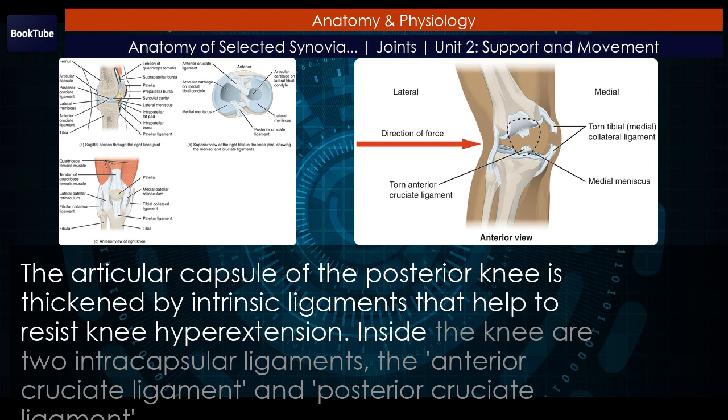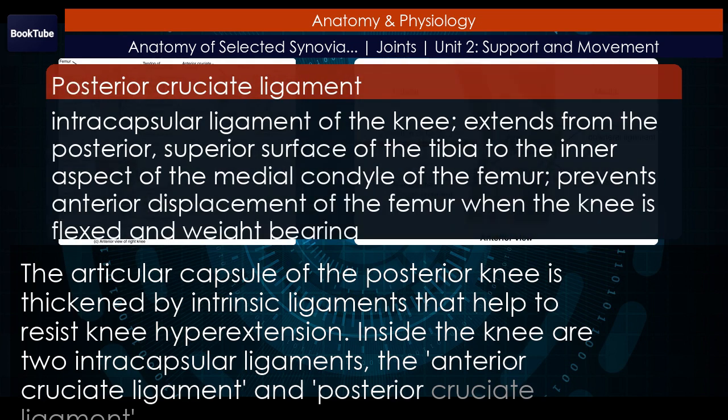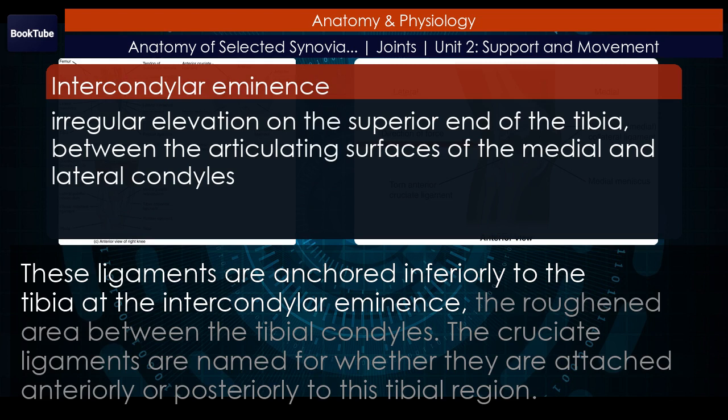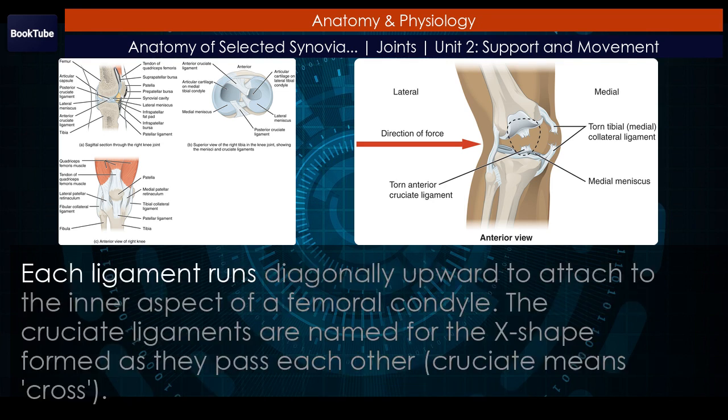Inside the knee are two intracapsular ligaments, the anterior cruciate ligament and posterior cruciate ligament. These ligaments are anchored inferiorly to the tibia at the intercondylar eminence, the roughened area between the tibial condyles. The cruciate ligaments are named for whether they are attached anteriorly or posteriorly to this tibial region. Each ligament runs diagonally upward to attach to the inner aspect of a femoral condyle.